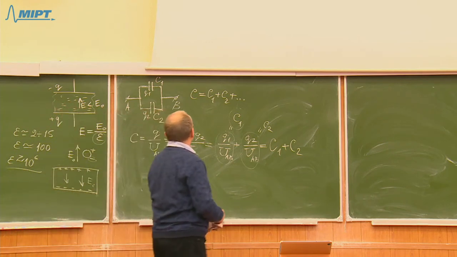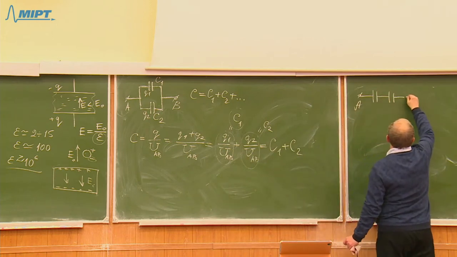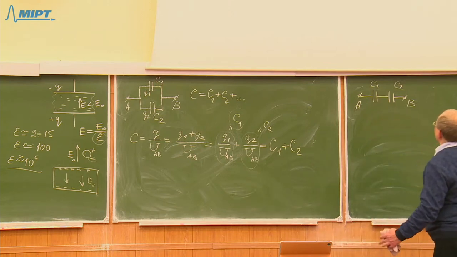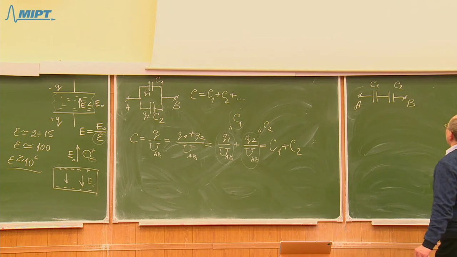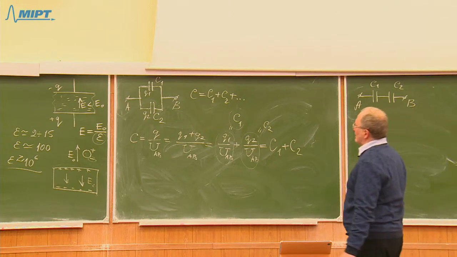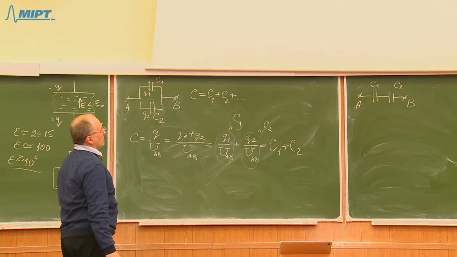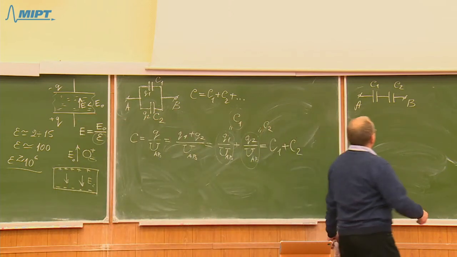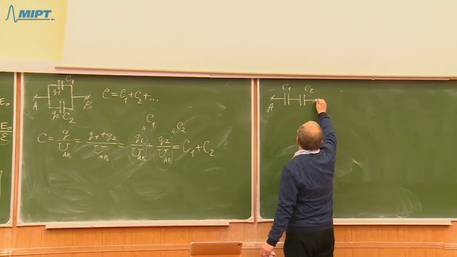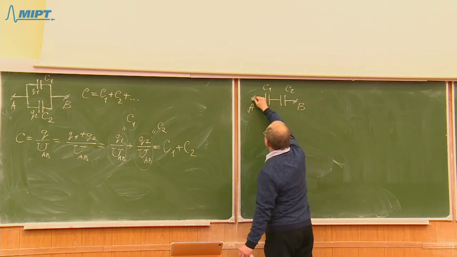Well, another situation is when we consider a serial connection of capacitors. So that will be C1 connected with C2. And we have to find the total capacitance of this battery of several capacitors connected in series. In contrast to the previous case, when the capacitors were connected in parallel, now we have some different physical phenomena. When we charge this battery, some amount of charge will flow from this plate of the capacitor, from point A to point B.